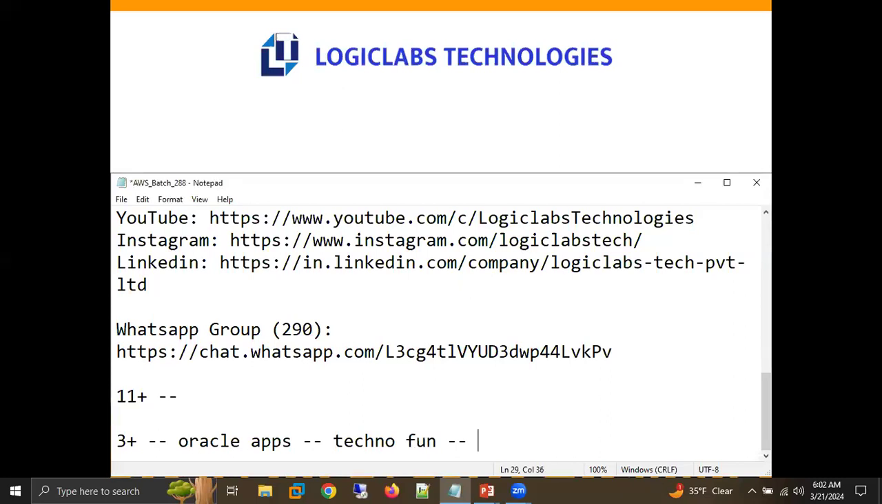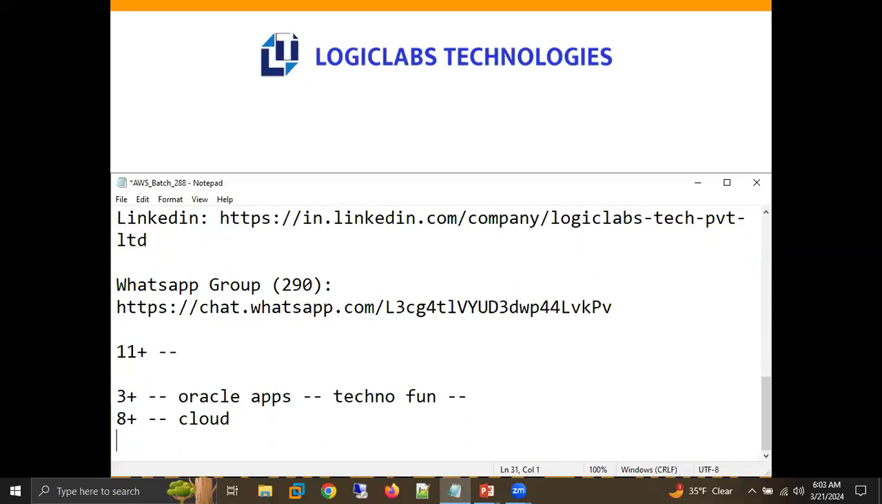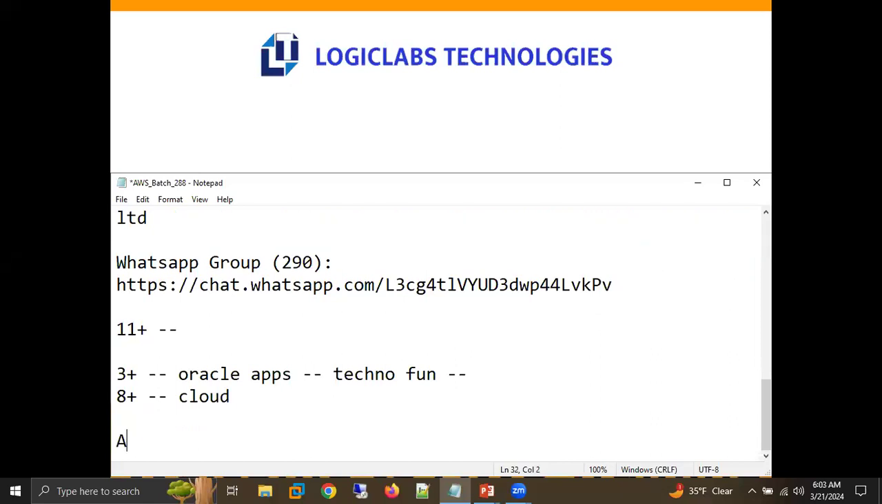And then for the last 8 years, I'm working on the top two cloud platforms in the market, AWS and Azure. I'm working on both platforms for the last 8 years. This is my profession.